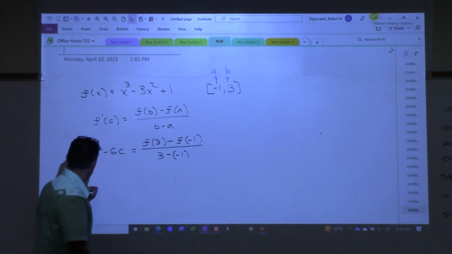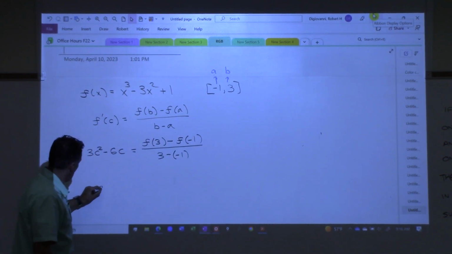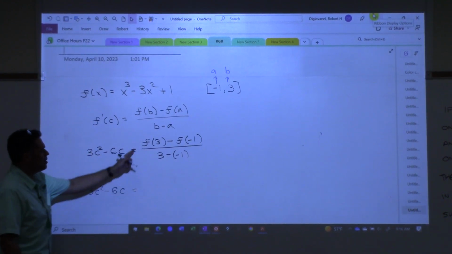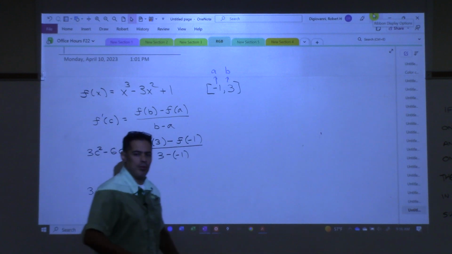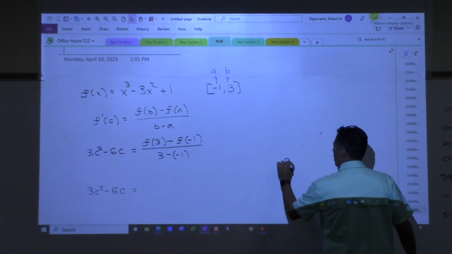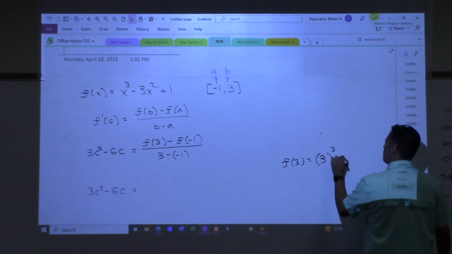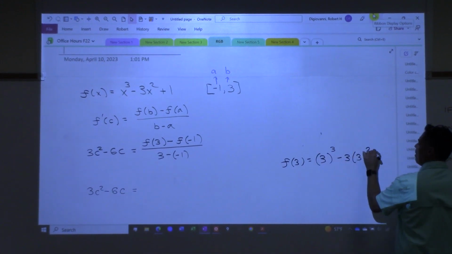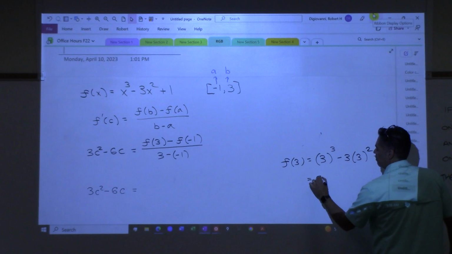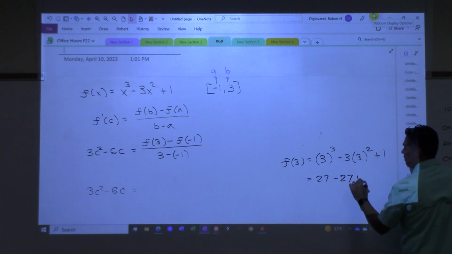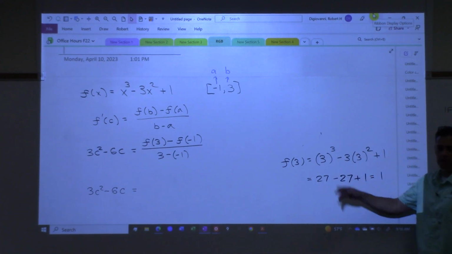I'll just keep working here. All right, let's plug 3 into this. And this one, I won't do it mentally. I'll just do it over here, scratch work. If I plug 3 into the original function, that's 3 cubed minus 3 times 3 squared plus 1. 3 cubed is 27 minus, let's see, 3 squared is 9. 9 times 3 is 27, so 27 again plus 1. And then the 27s cancel out, you just get 1.